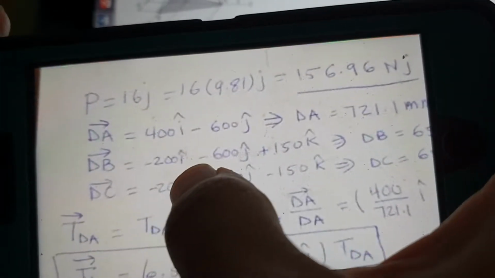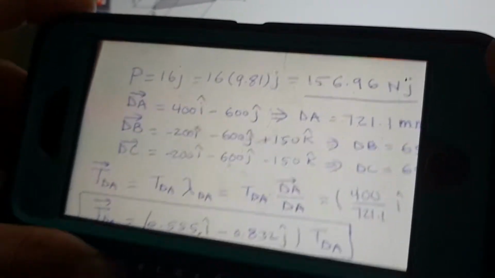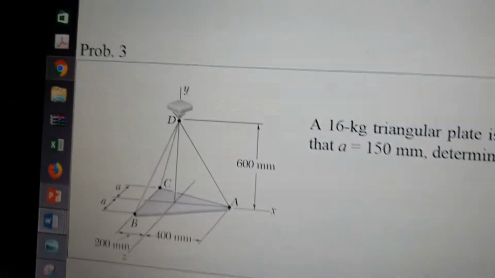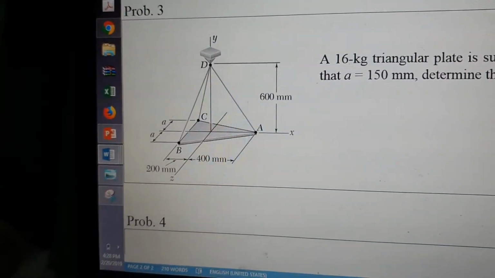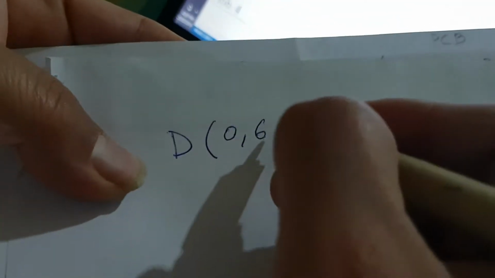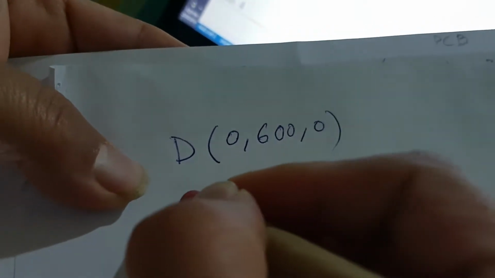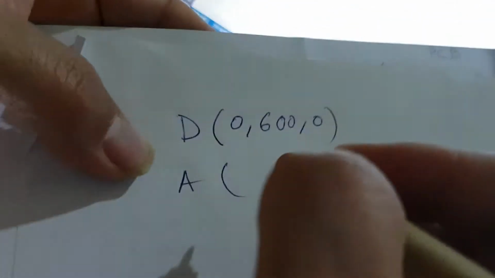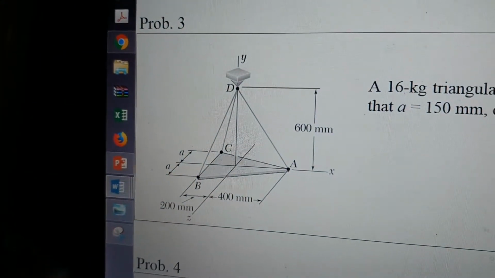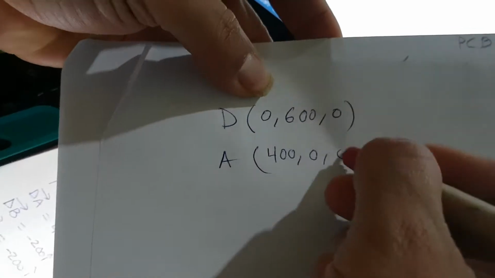And we do the same thing for dB. I'll try to show you right now how we could do dA in writing. The way we find this is like this. The coordinate D, you can see that it's in the y-axis, so there is nothing in the x, in the y 600, and nothing in the z. A, you can see there is nothing in the y, nothing in the z, only in the x, so 400, 0, and 0.